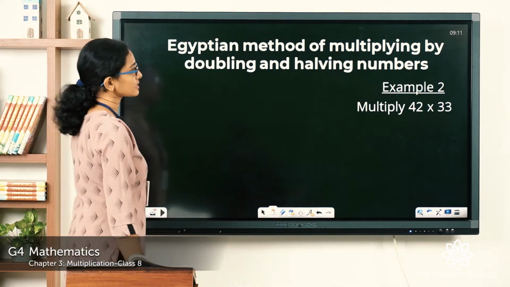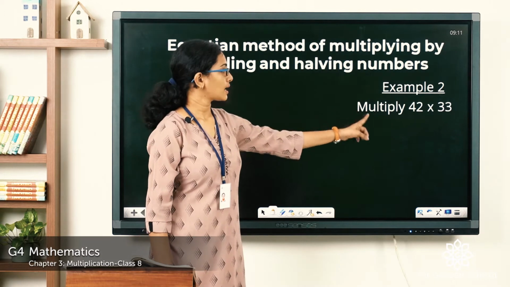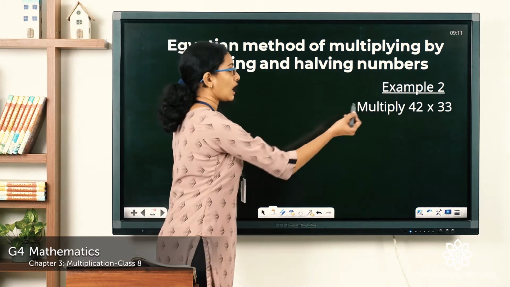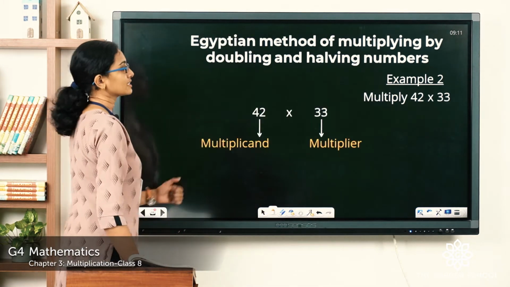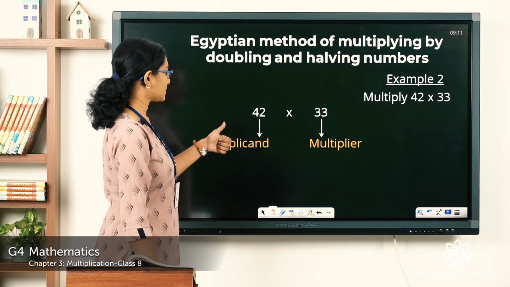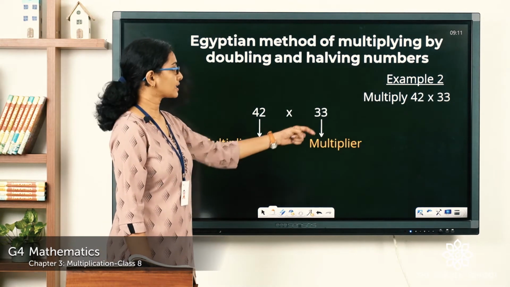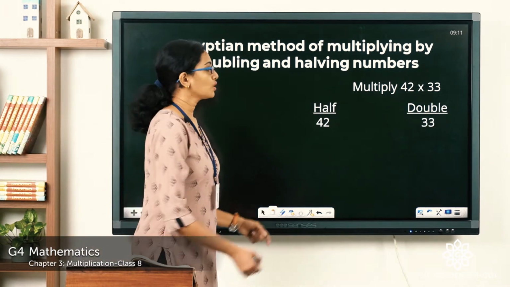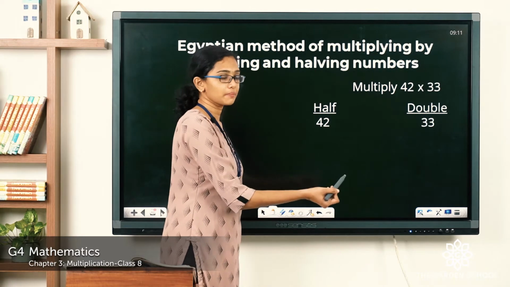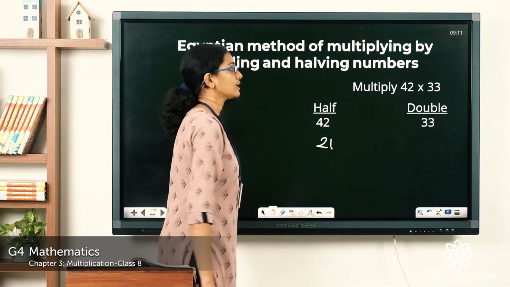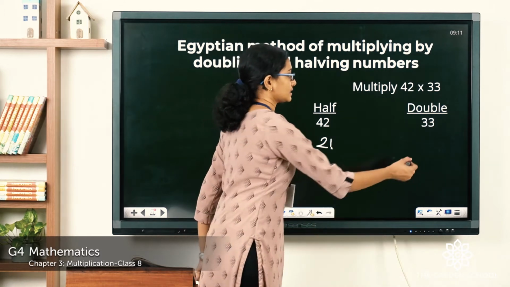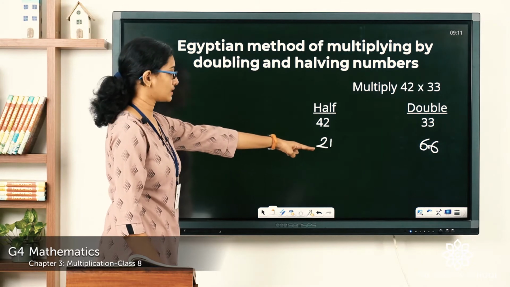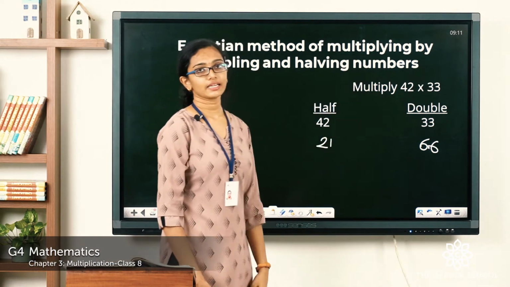Now we'll see a different case. This is a different question. Multiply 42 into 33. So what is the first step? We have to halve the multiplicand and double the multiplier. Which is the multiplicand here? It is 42 and the multiplier here is 33. So first we are going to halve 42. What is the half of 42, or 42 divided by 2? It is 21. And what is the double of 33? It is 66. So now the multiplicand is 21 and the multiplier is 66.